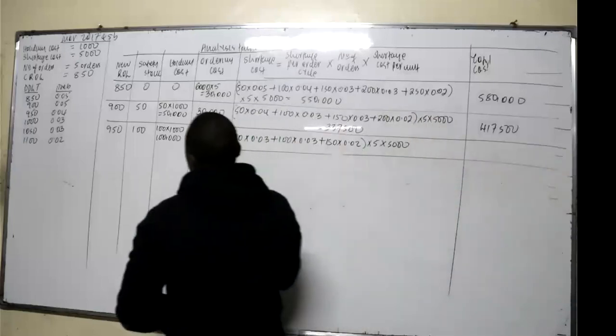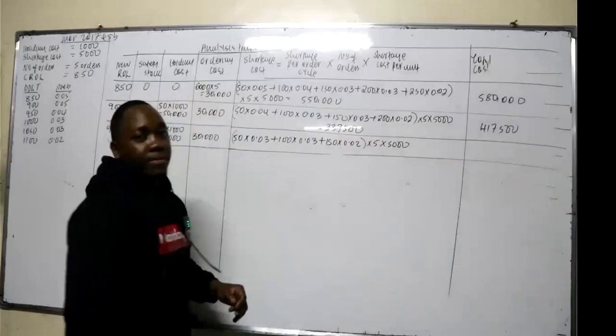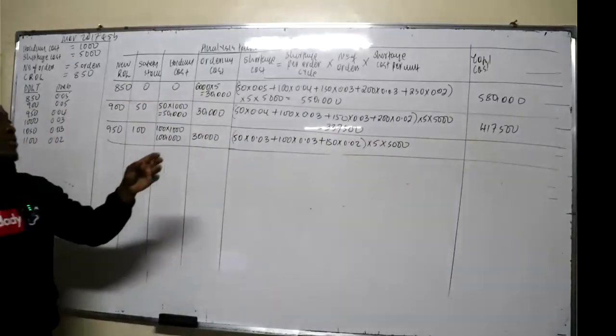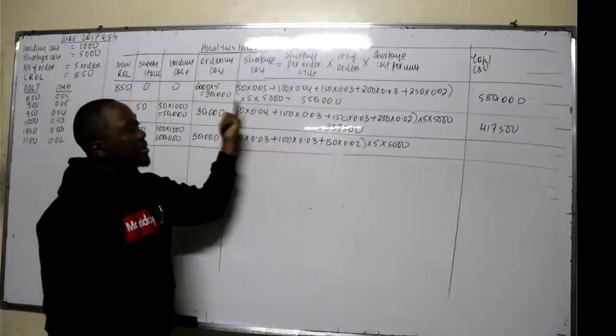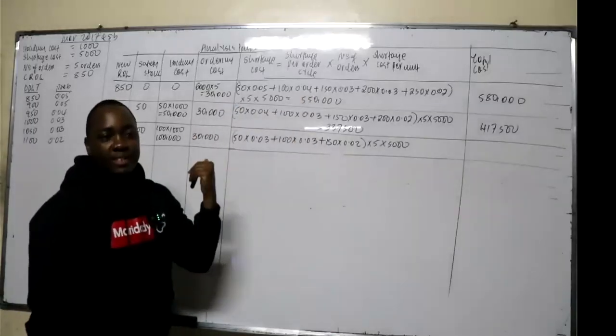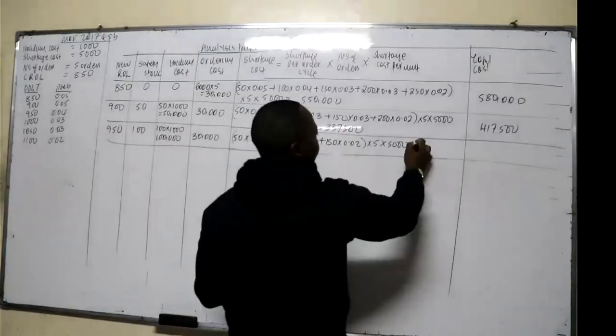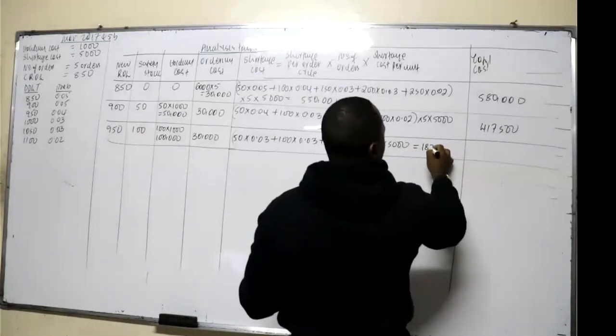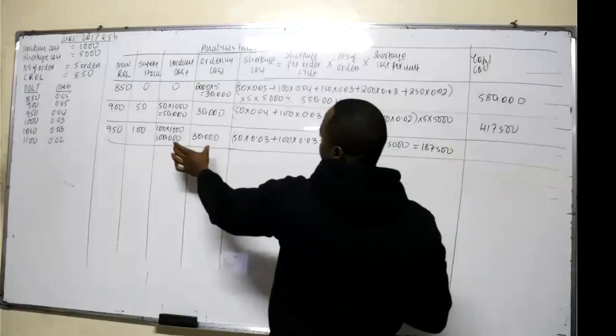You're wondering what I have done. It's all about experience. You see what I'm doing? You just eliminate the first one. You remain with the rest. And then you give me the answer right. 187,500. And then you add 130.